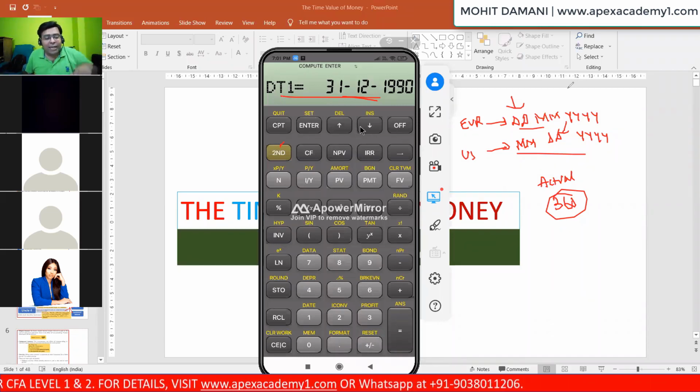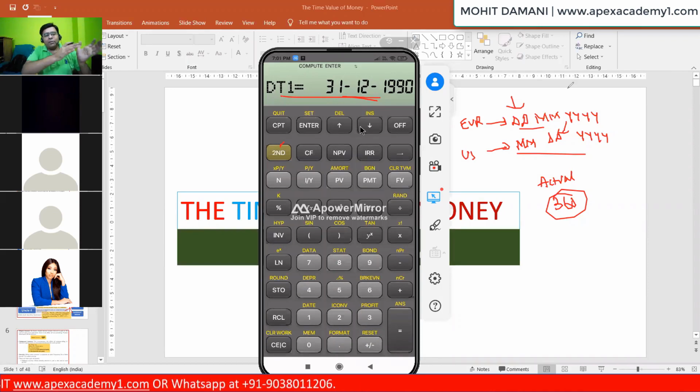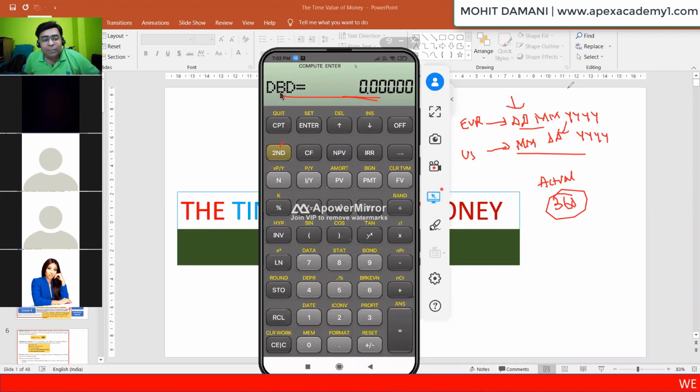DT1 is the start date. So suppose I am being asked to calculate the coupon, I will have to enter the start date, I will have to enter the end date, and this will give me DBD. DBD means days between dates. What is the days between dates?